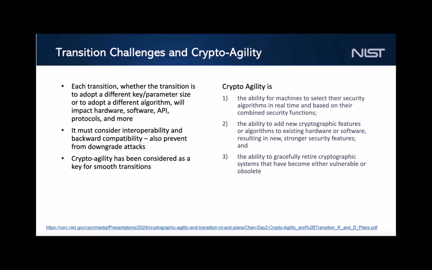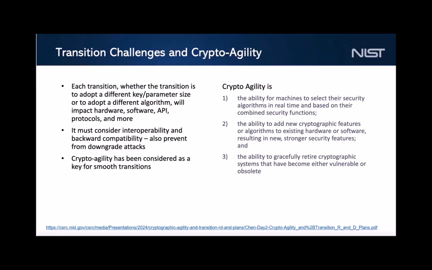But in principle, it should be possible from an engineering point of view. The problem is that we are not used to thinking that way. This would also allow the ability to gracefully retire cryptographic systems that have become vulnerable or obsolete. Then this crypto-agility also considers interoperability and backward compatibility, and prevents downgrade attacks, because this can be done today.